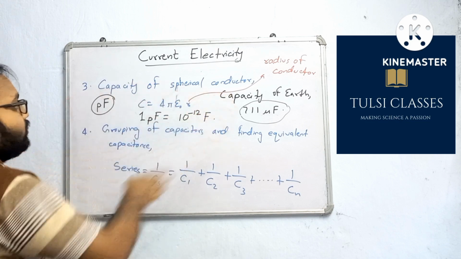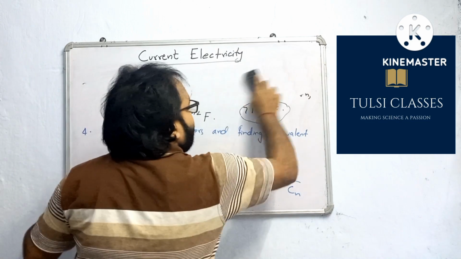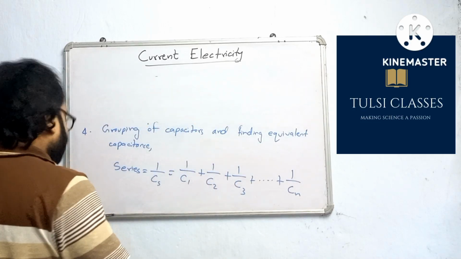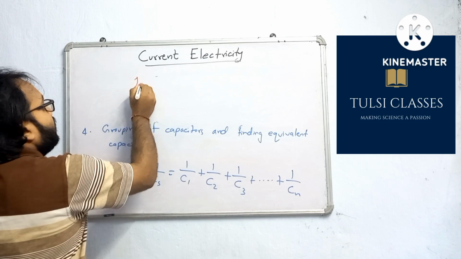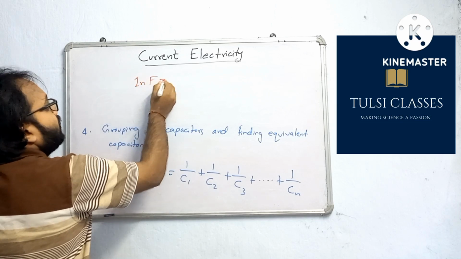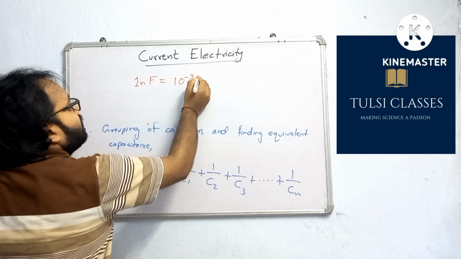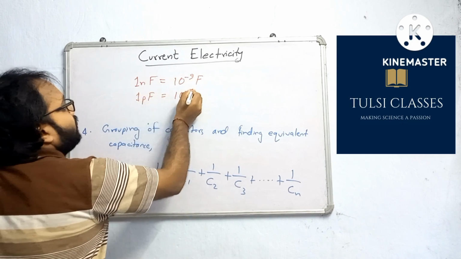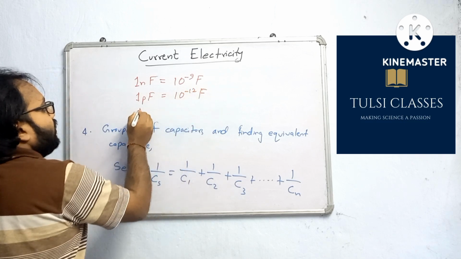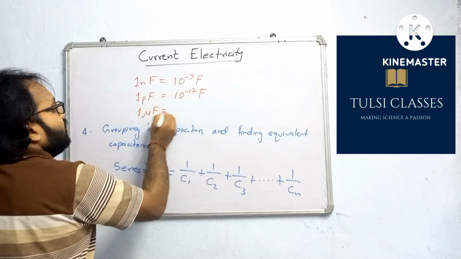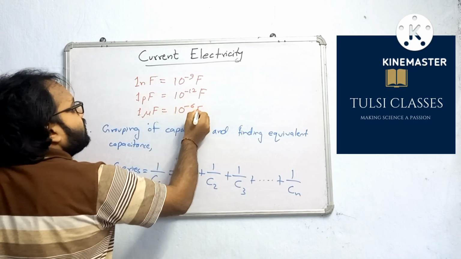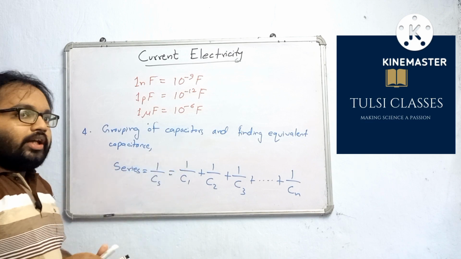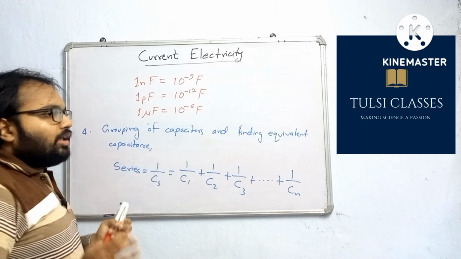Let me erase this part. And one thing I am telling you, 1 nanofarad, small n, capital F, is equal to 10 raised to the power minus 9 farad. 1 picofarad I have already told you, 10 raised to the power minus 12 farad. Okay, and 1 microfarad is equal to 10 raised to the power minus 6 farad. These are the conversions.